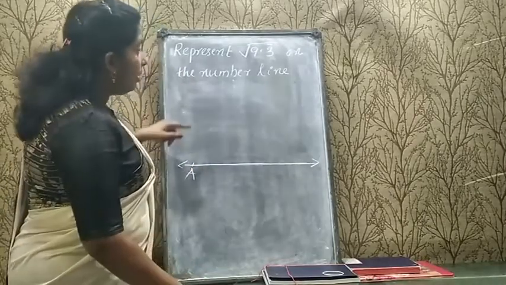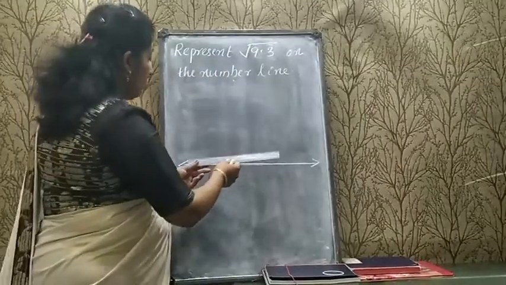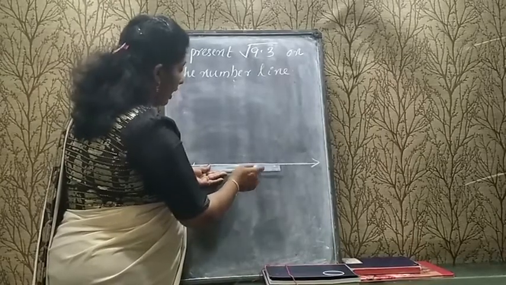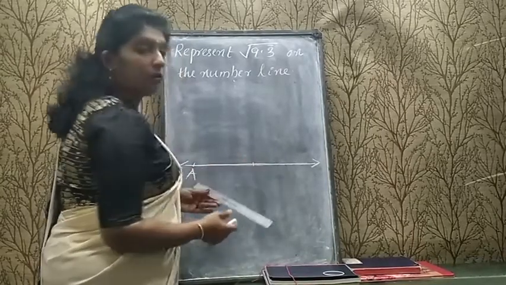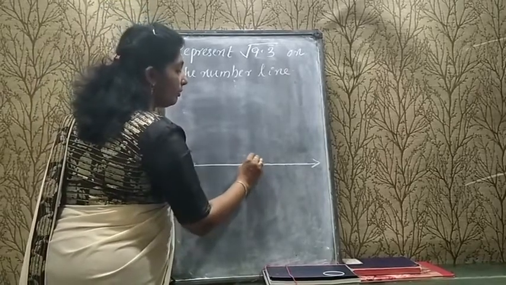Now 9.3 centimeter distance you have to take from the point A and mark it. And mark that point as B.